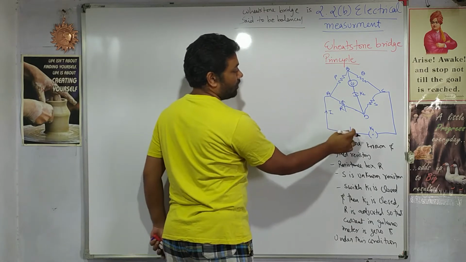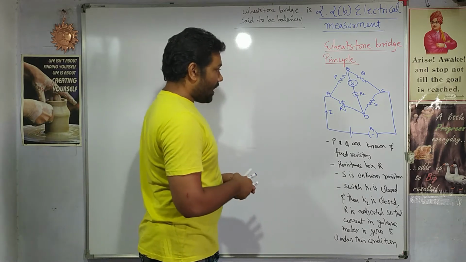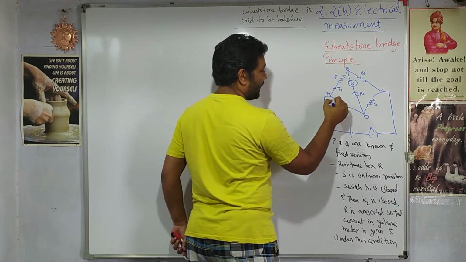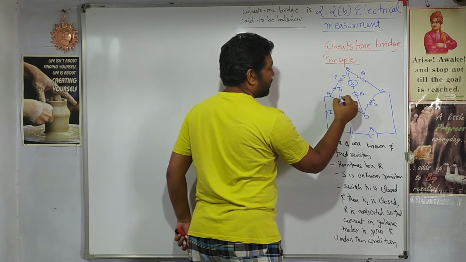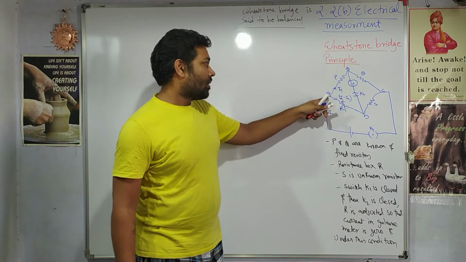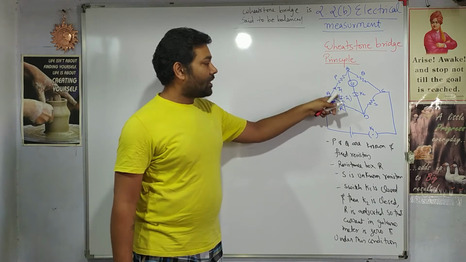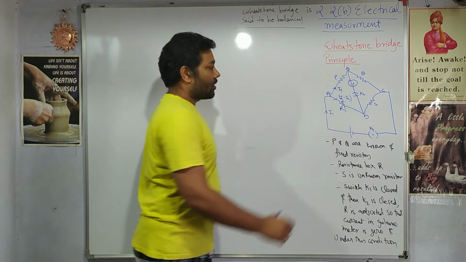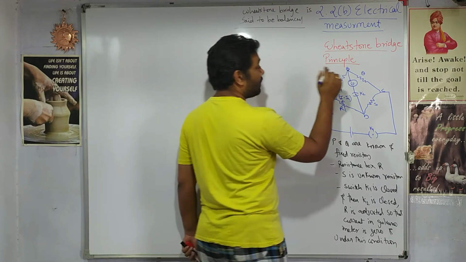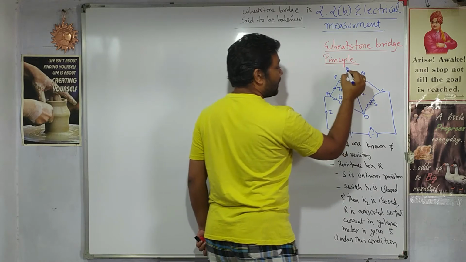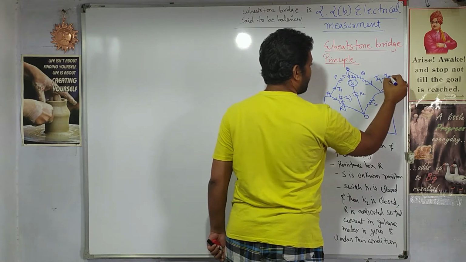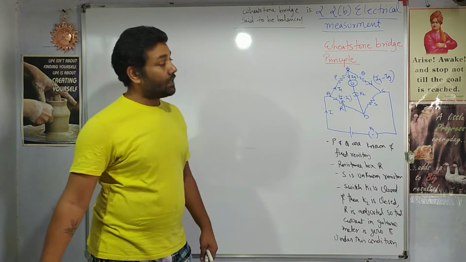As soon as the battery is connected, the current I gets split into current I1 here, and here the current will be I minus I1. I gets redistributed into two parts: I1 here and the remaining, I minus I1, in this branch. I1 again gets redistributed at junction B: some current Ig in the galvanometer, and the remaining current I1 minus Ig in the branch BC.